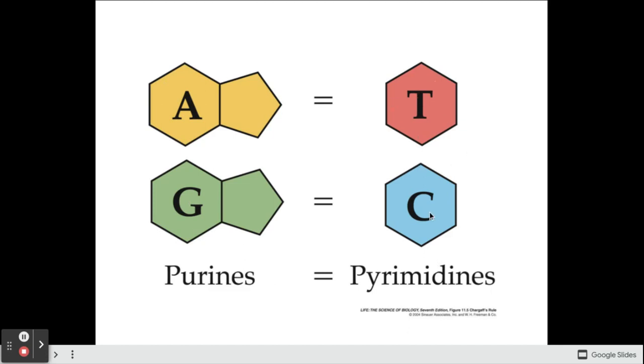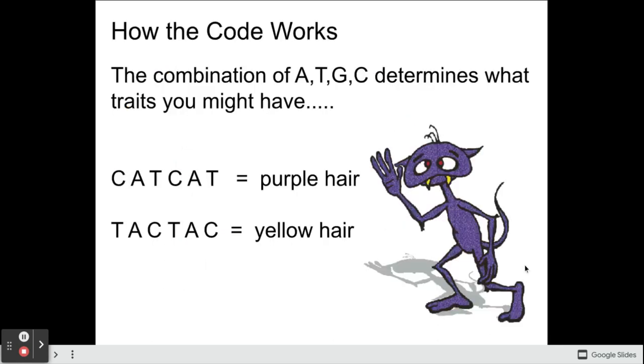But the important part here is that a purine always pairs with a pyrimidine. And it turns out that the A, adenine purine, will always bond with the T, thymine pyrimidine, and the G, guanine purine, will always bond to the C, cytosine pyrimidine.